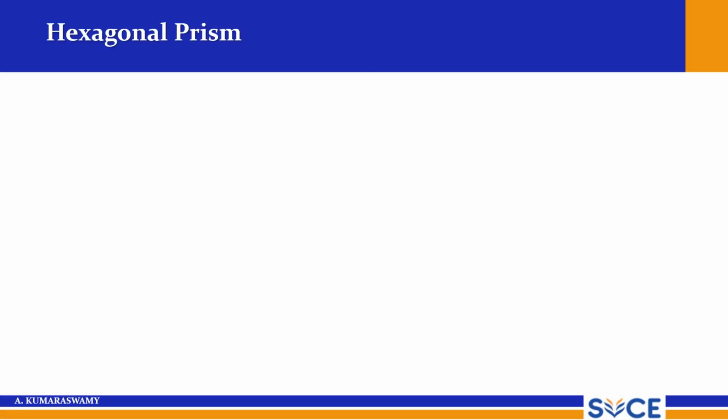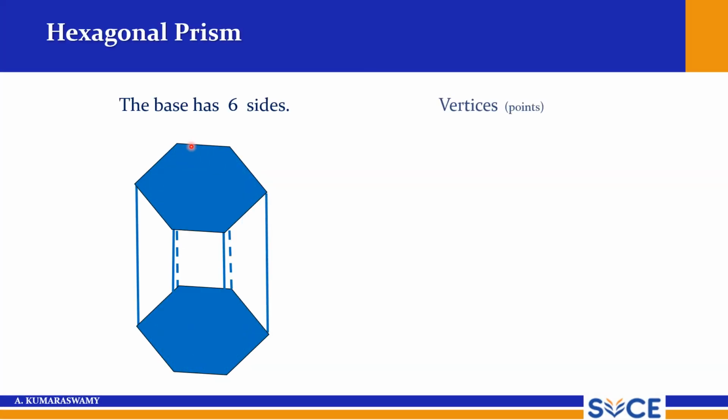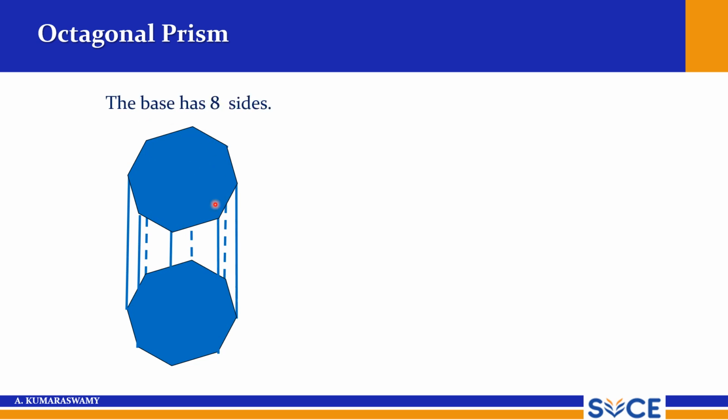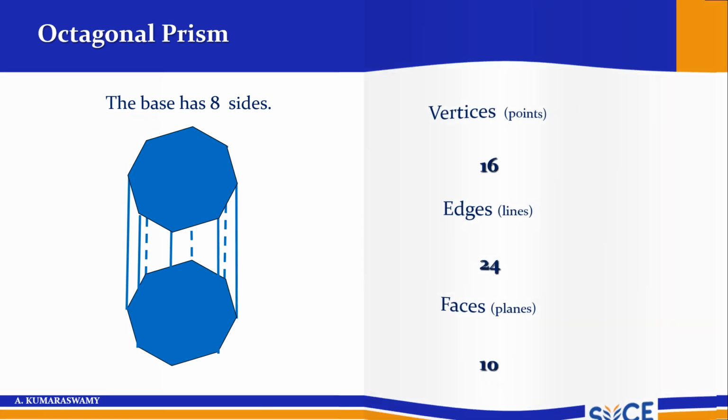And in the case of a hexagonal prism, the base sides are 6, vertices 12, edges 18, and faces are 8. And we have the octagonal prism. Octagon is the shape which has 8 sides, and vertices are 16, edges are 24, faces are 10.